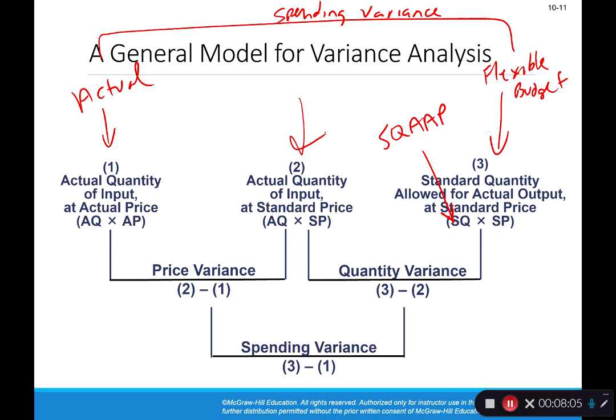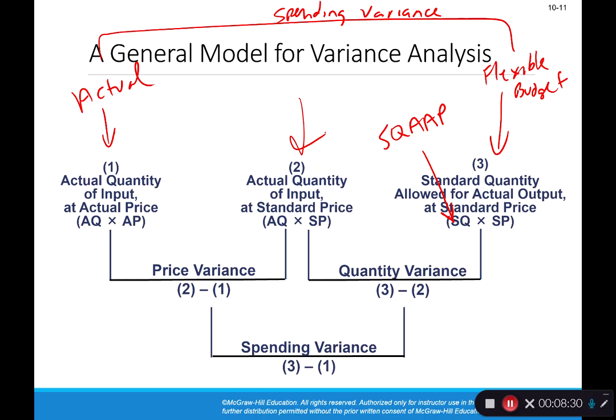So again, these are all going to be set up this way. No matter if it's direct materials, direct labor, or overhead, it's the same format and setup. Actual quantity times actual price, actual quantity times standard price, standard quantity allowed for actual production, SQAAP, as I like to call it, times standard price. And that'll allow us to get all of our variances.